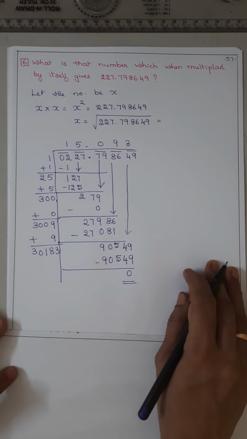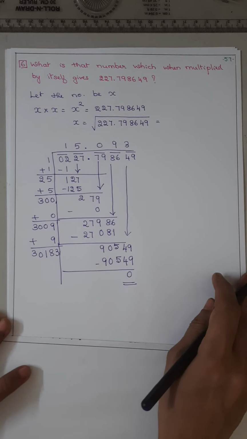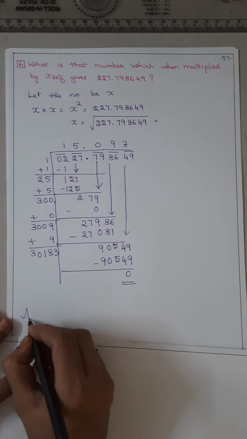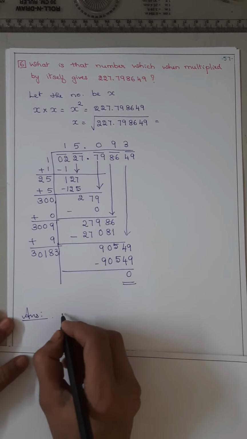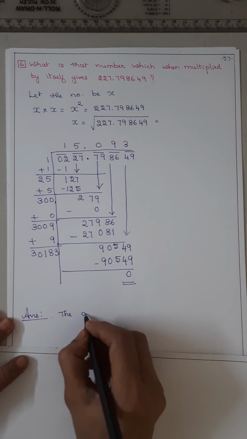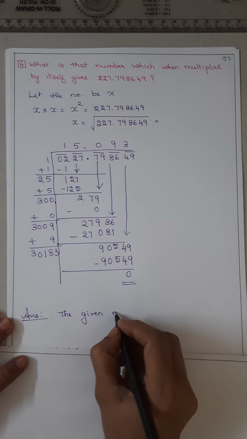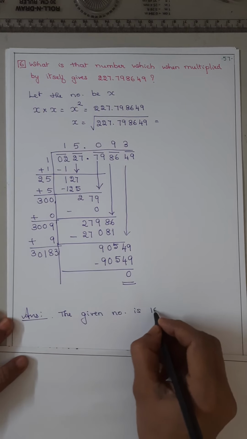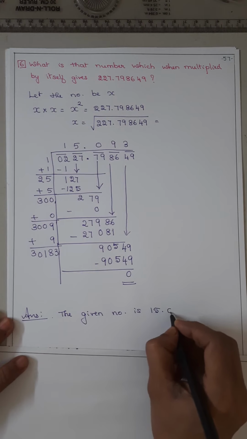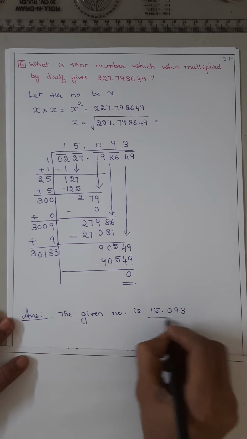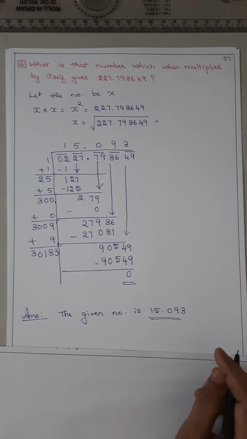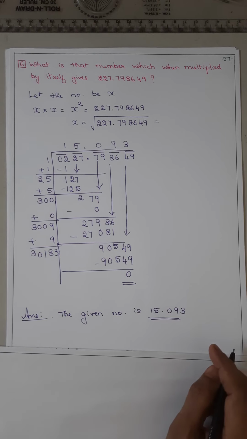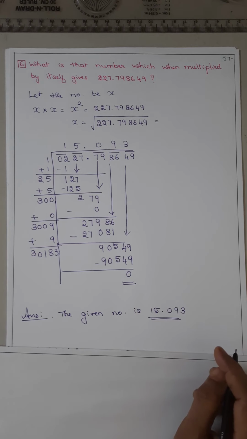Is it okay? So it is a perfect square, isn't it? So the answer, the given number is 15.093. Is it okay? So we have completed up to question number 6.